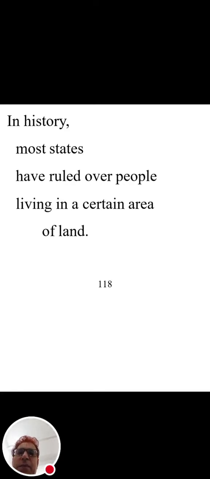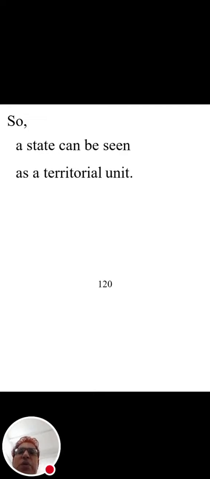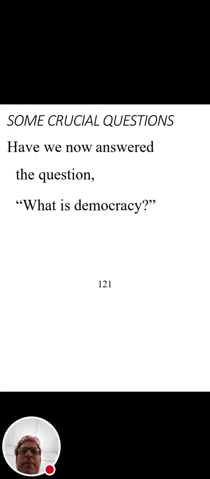In history, most states have ruled over people living in a certain area of land. Sometimes the borders of this land were clear, and sometimes the borders were disputed. So a state can be seen as a territorial unit. A state is located in a territory.